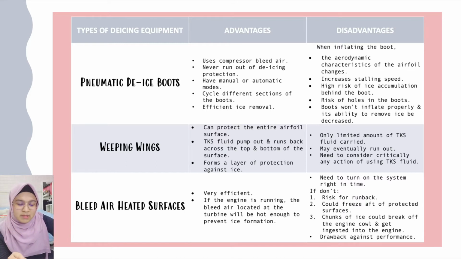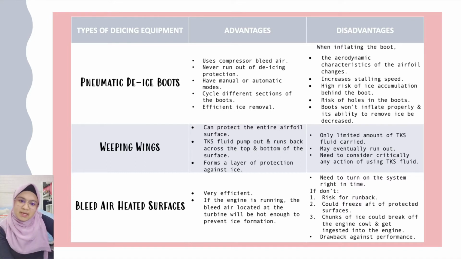Second is the weeping wings, which can protect the entire airfoil surface. TKS fluid is pumped up and runs back across the top and the bottom of the surface to form a layer of protection against ice. But the downside of this is that there is only a limited amount of TKS, so it might eventually run out. So we need to consider whether or not to use it.